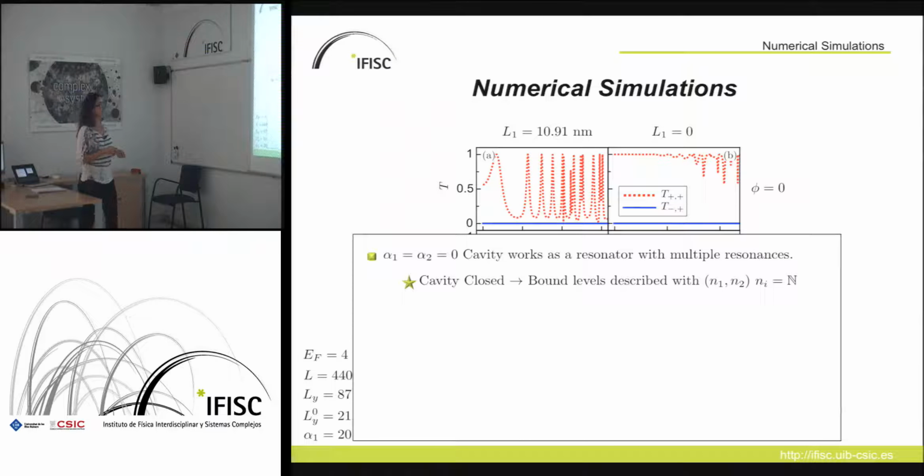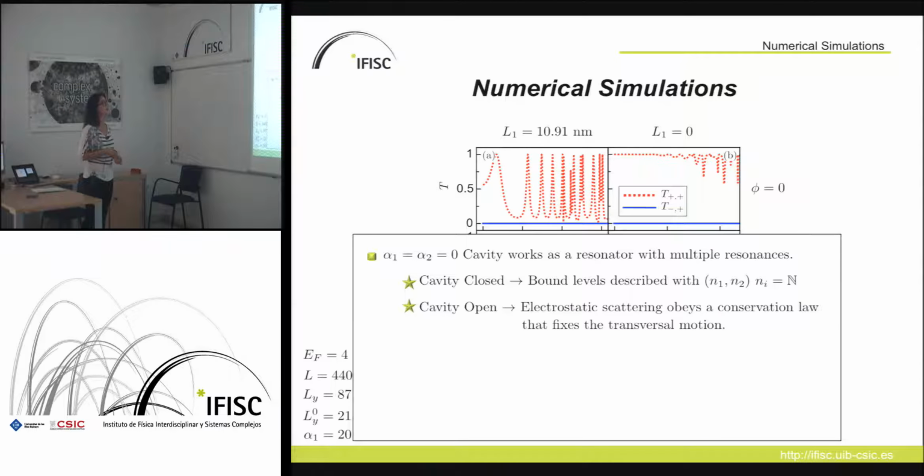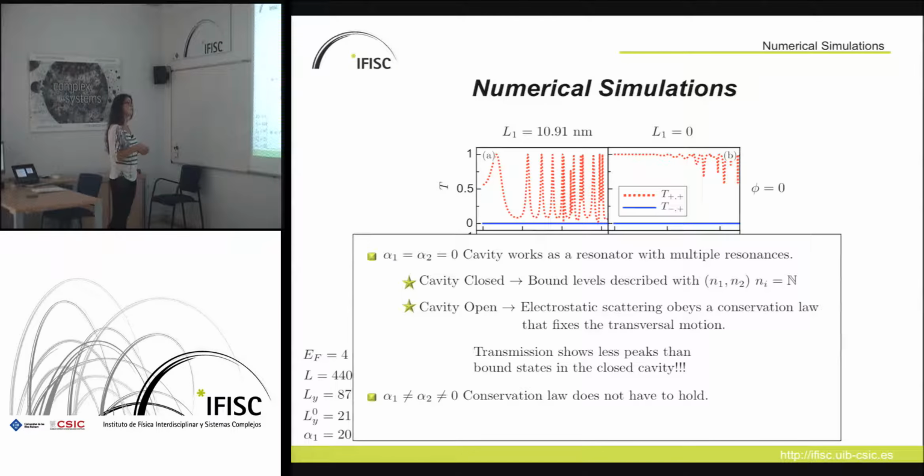Then, if the cavity is closed, the bound levels can be described with a pair of natural numbers n1 and n2. It is a good approximation that when the cavity is open, the electrostatic scattering obeys a conservation law that fits the transversal momentum. Then n2 has to be conserved along the system, and the transmission shows fewer peaks than bound states in the closed cavity. But now in our system we have alpha 1 and alpha 2 different to 0. Then the conservation law doesn't have to hold, and then more resonances emerge.